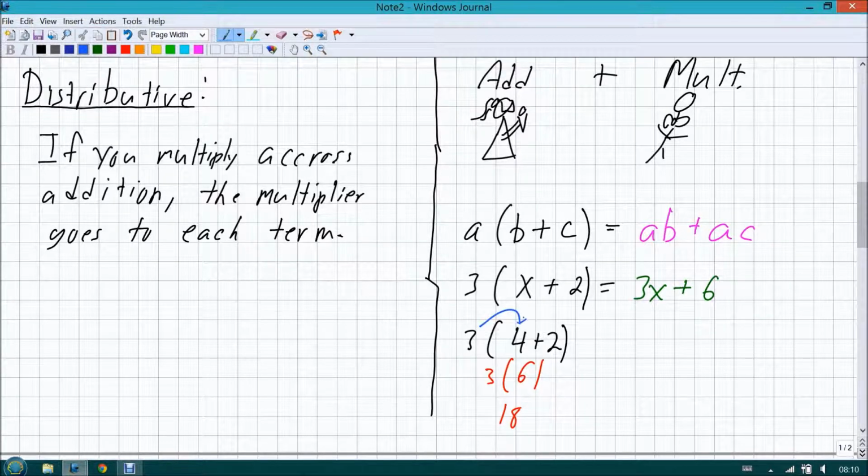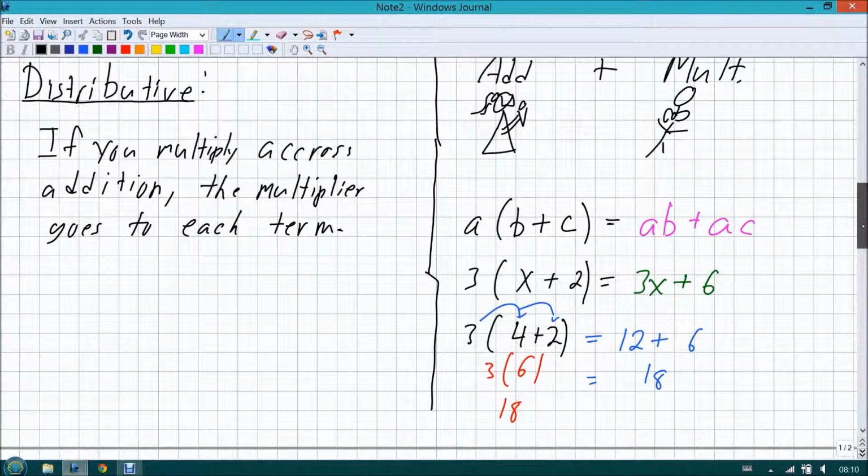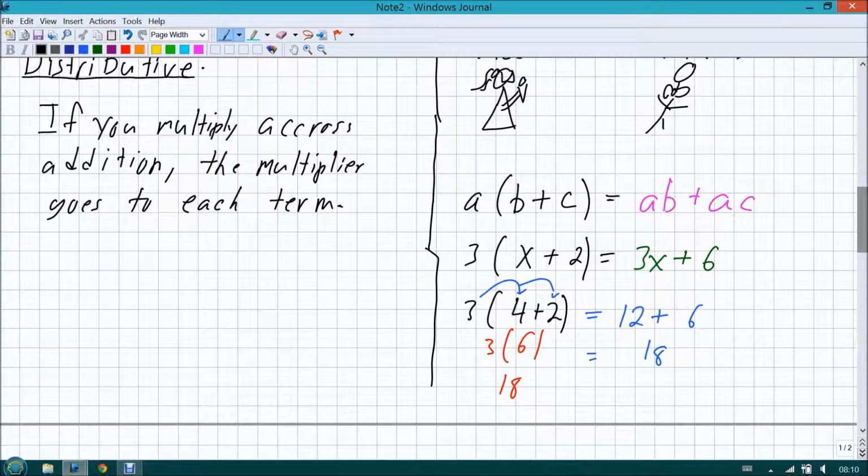So our first thing would be to multiply or distribute the 3 to each piece, in which case we get 3 times 4, which is 12, plus 3 times 2, which is 6. And 12 plus 6 is also 18. So obviously the distributive property still works. It should. It should always work. In fact, that's why in some classes it's actually called the distributive law, but we're here in Algebra 1, we don't need to know about laws, we need to know about properties.